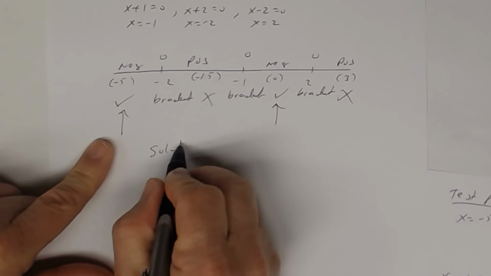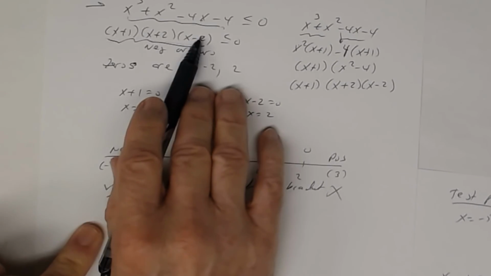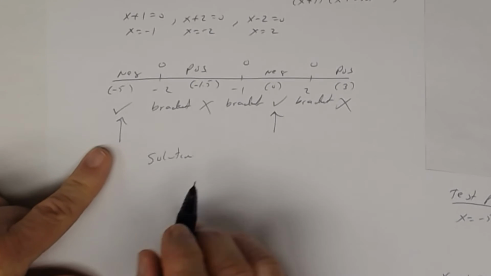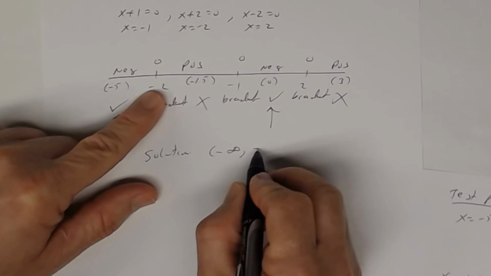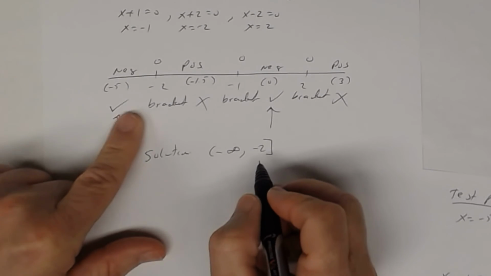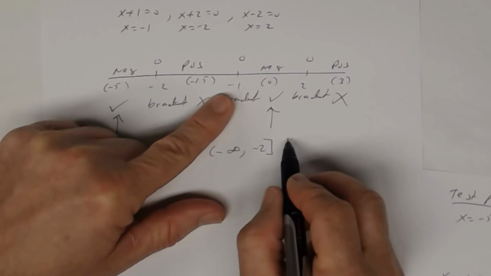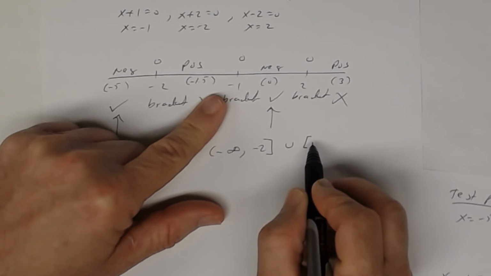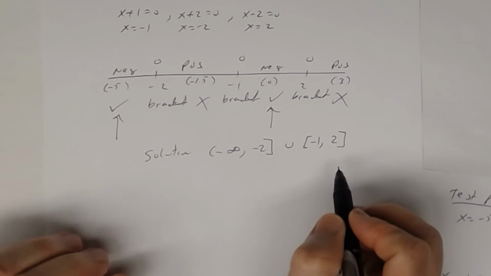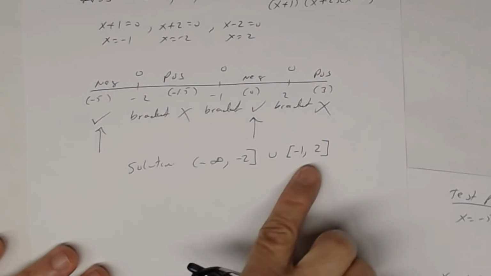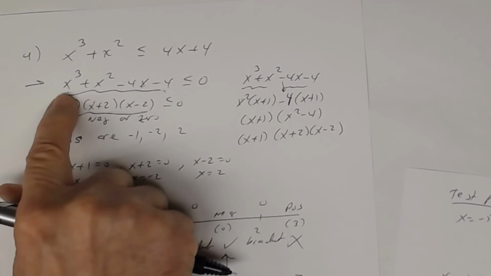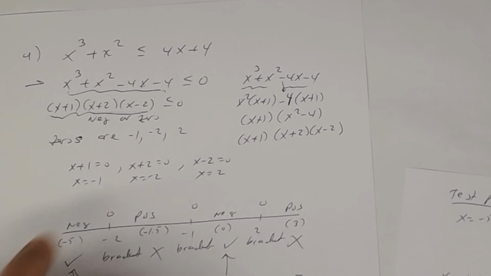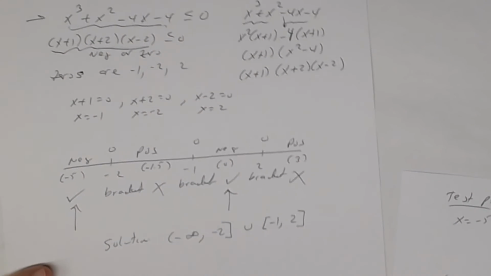So your solution. Now, remember, there was an equal sign, so you need brackets. So your solutions are from negative infinity to negative 2 with a bracket. And then the next one is this interval, and then the union, and then from bracket negative 1 to 2 with a bracket. And there's your solution. So any real number that's in this interval will make this inequality a true statement. Okay? So that's it. So there's your solution.